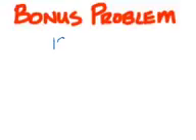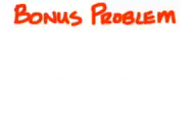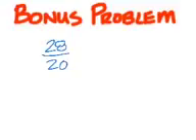Bonus problem. 12 over 8. Everybody had the right answer for this. That reduces down to 3 over 2. Here's a second bonus. 28 over 20.